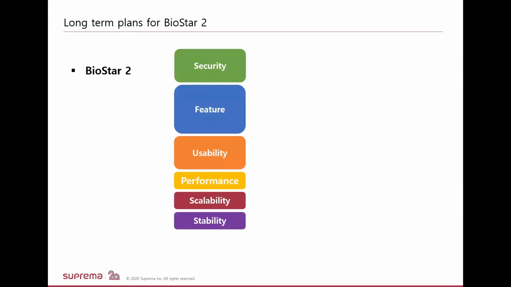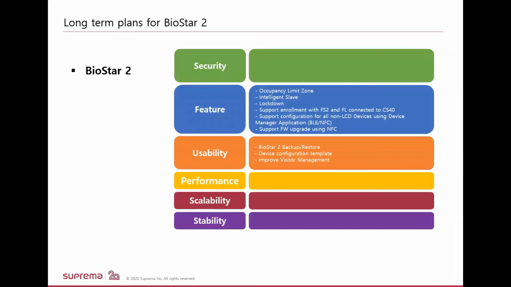If you go with the long-term plans, same 6 categories. Even if they're blank, it doesn't mean we're not paying attention to those. It's just we're waiting for specific items to be done, and then we'll update them.